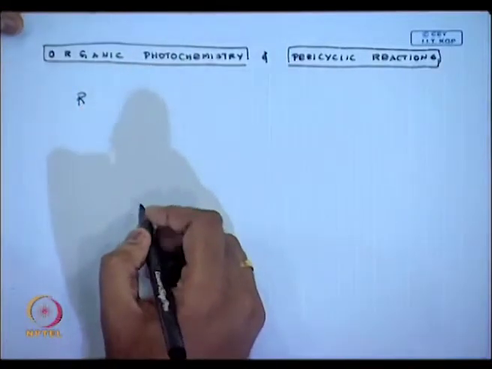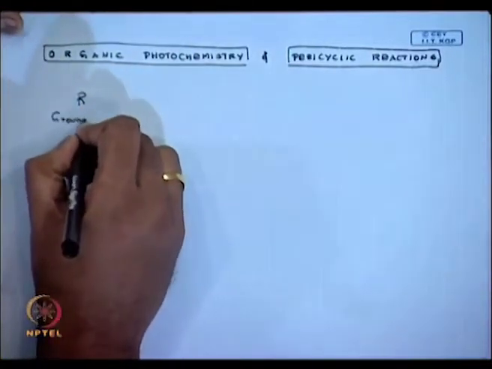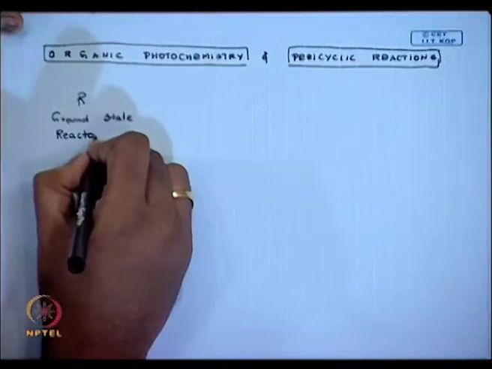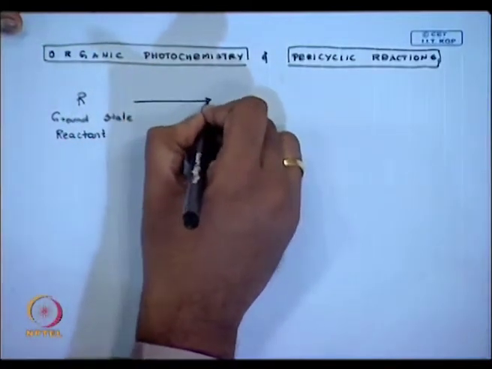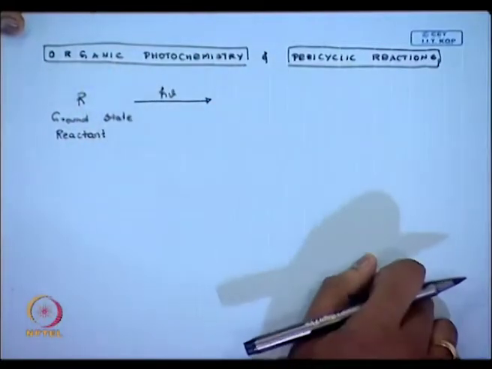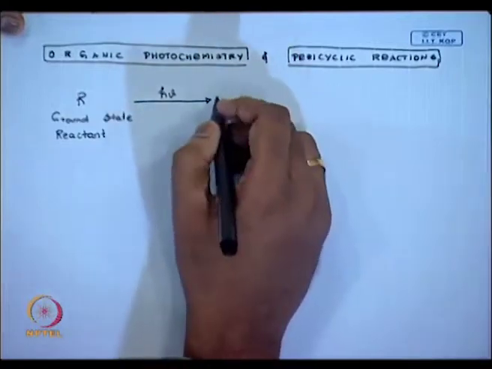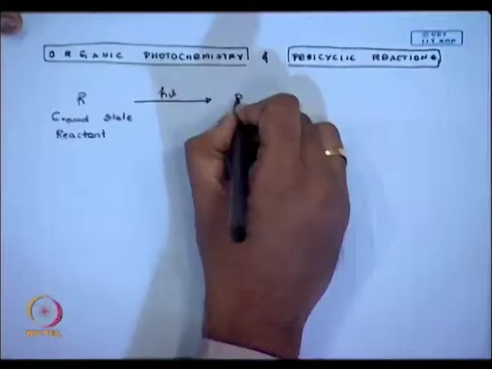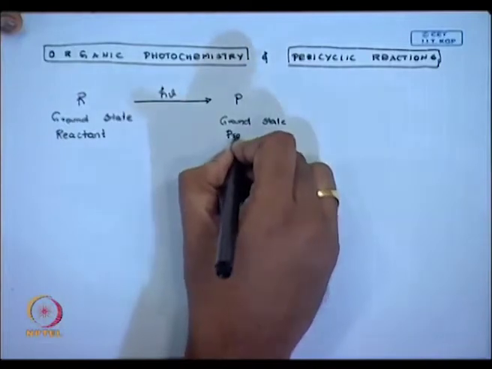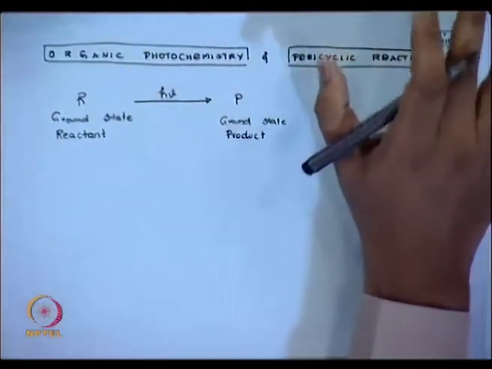You have an R, which we call a ground state reactant. You shine it with light, h nu, which we call a photon. This R now undergoes different sorts of transformations to give you the product P. We call that a ground state product. So, this is the simplest representation of organic photochemistry.